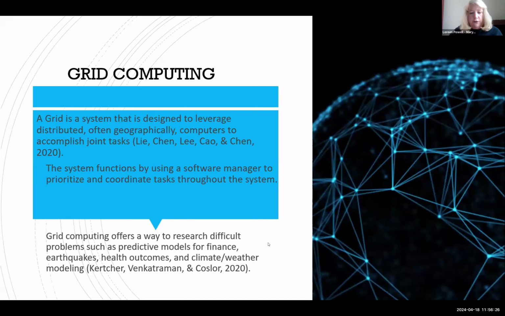It offers a way for research on very difficult problems such as predictive modeling for finance, earthquakes, health outcomes, climate, and weather change modeling. All of those are a lot of the projects that are on there.